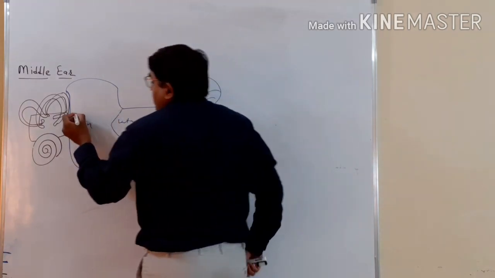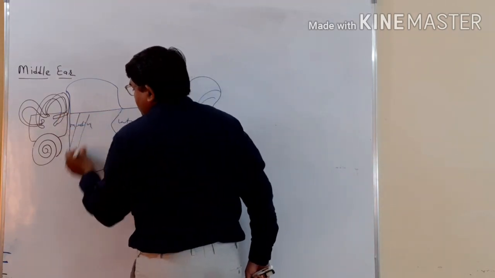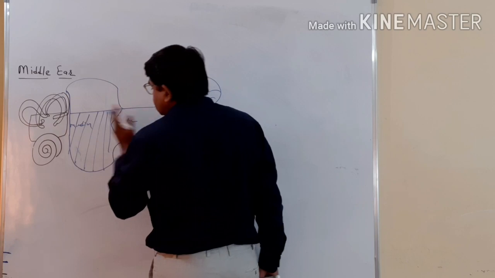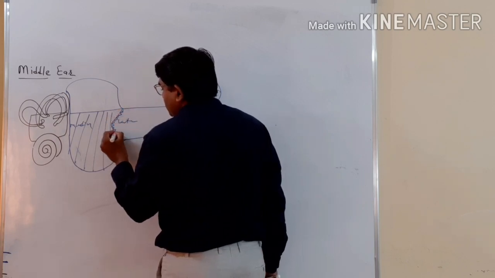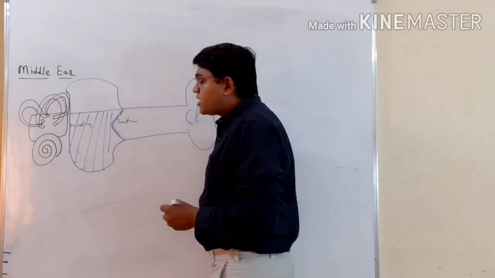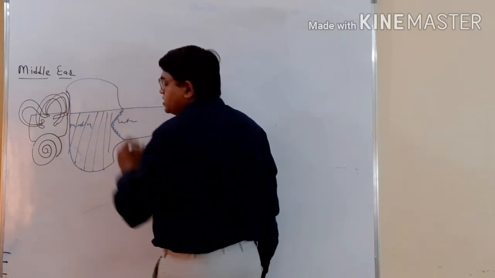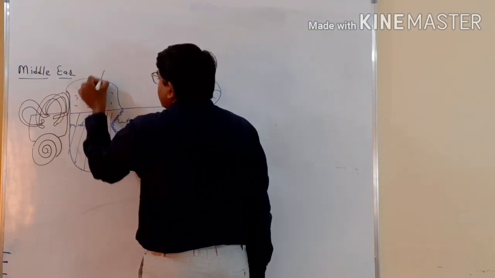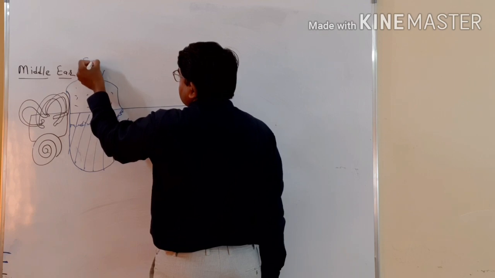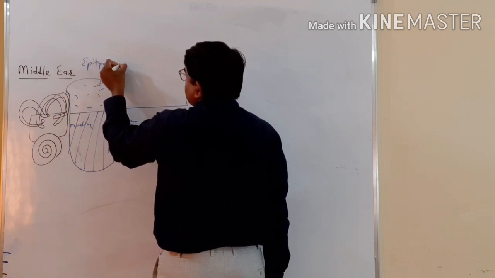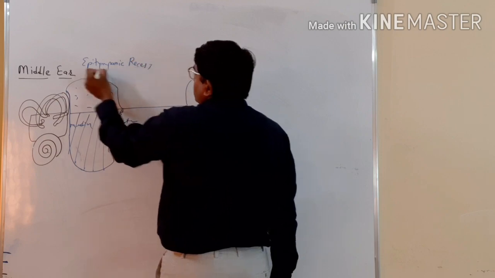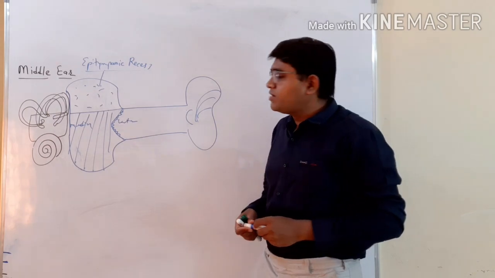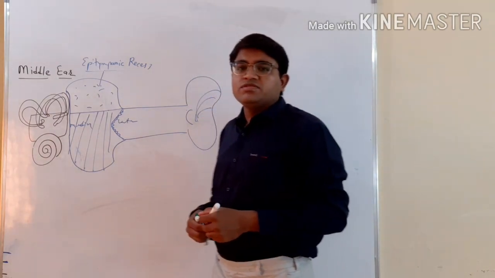The tympanic cavity proper is the part adjacent to the tympanic membrane, and the part superior to the tympanic membrane, this area, is known as the epitympanic recess. Then the communications of this cavity.